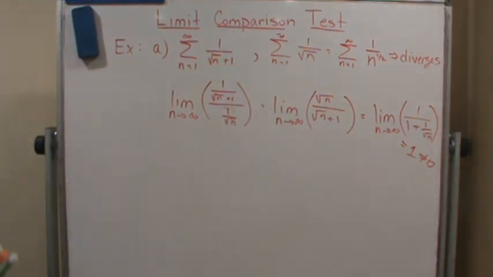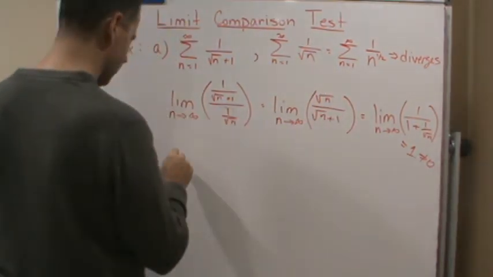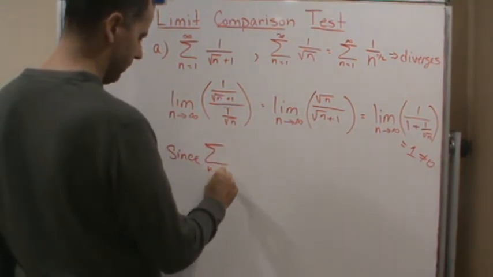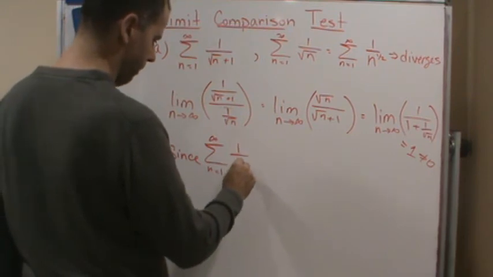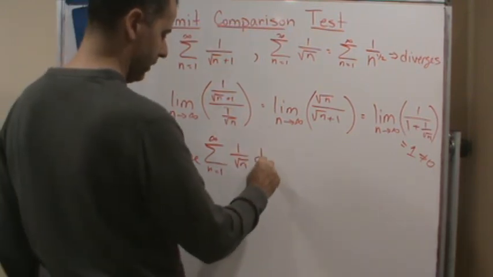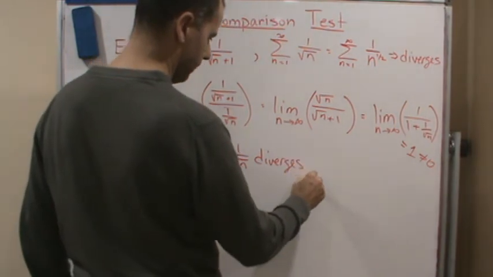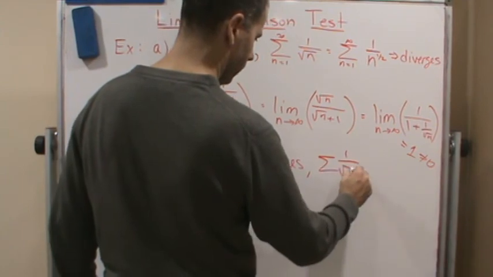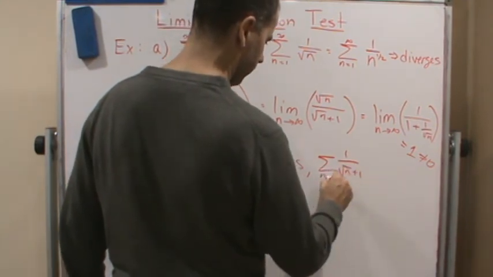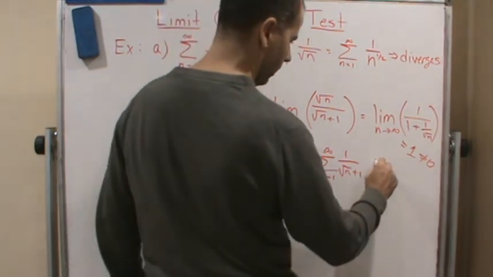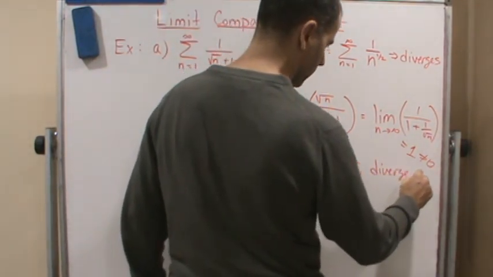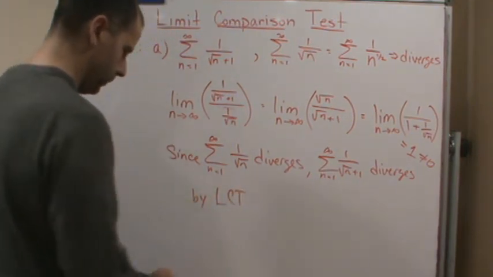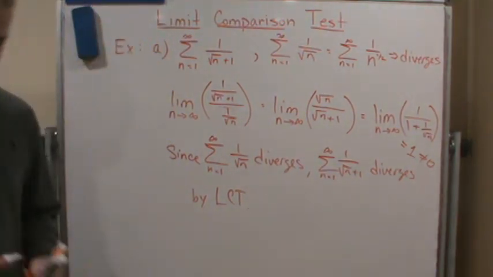So that means that what? Since the series of 1 over the square root of n diverges, the series 1 over the square root of n plus 1 diverges by the limit comparison test. That's it.